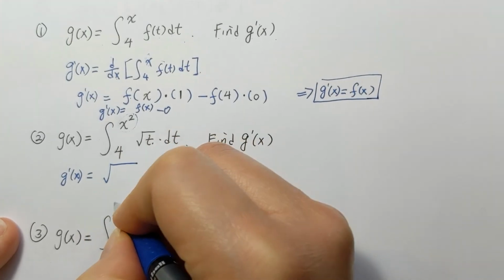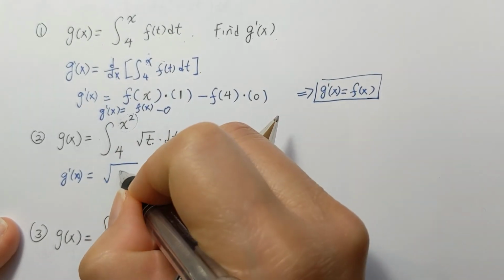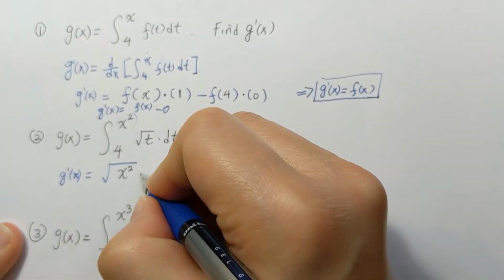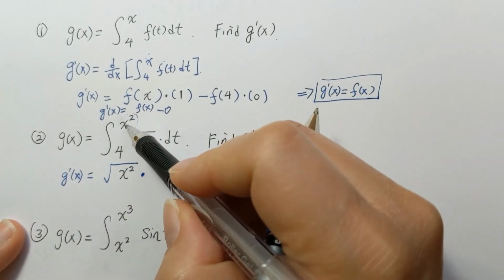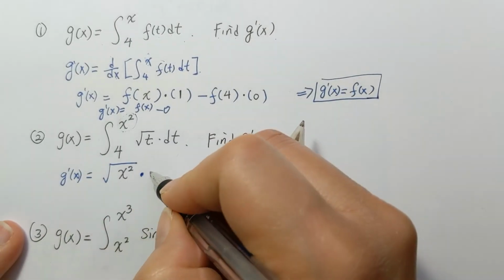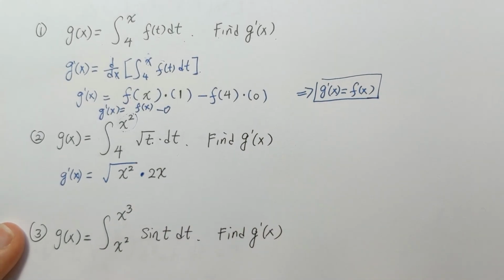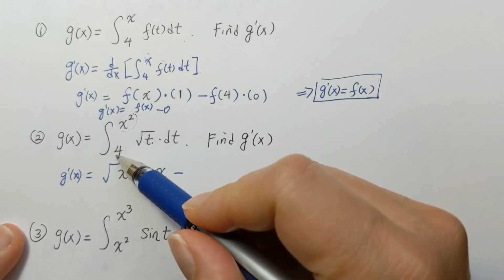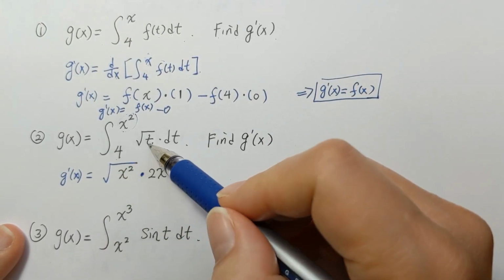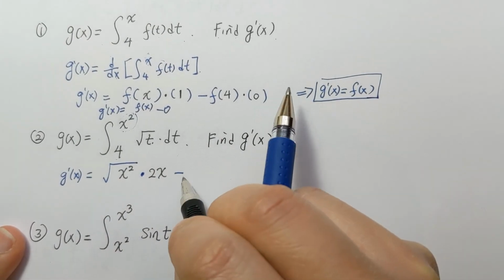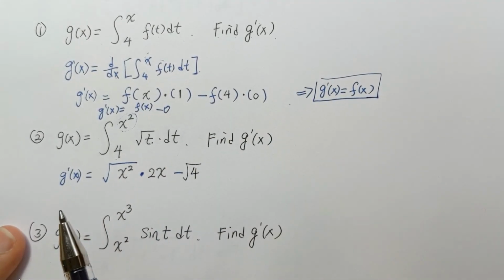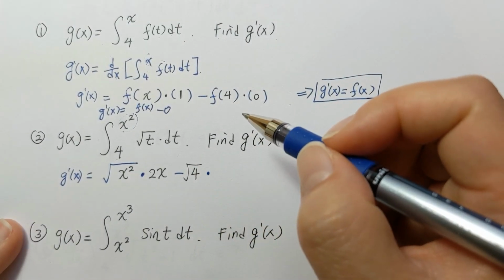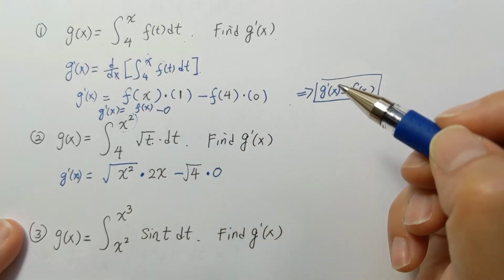So for the square root, whenever you see t, you replace it by the limits. Now we replace it by the upper limit. And then we multiply. What is the derivative of x squared? Which is 2x. So we times 2x. Now we do subtraction. So now you go to 4. You replace t by 4. So you get the square root of 4. And then you multiply the derivative of 4. What's the derivative of 4? 0.